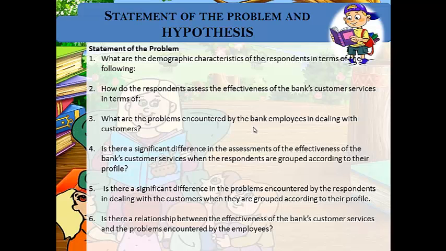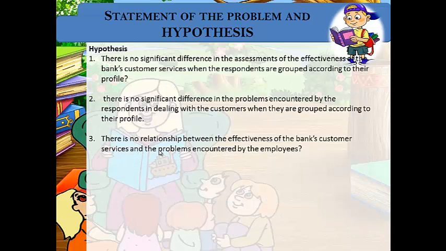So numbers 4 to 6 are parametric or non-parametric questions, or inferential questions. In number 4, we are asking if the assessment of males over females is different, if the assessment of those who graduated in college is the same as the assessment of those who did not take any college courses. The same with number 5 and number 6.